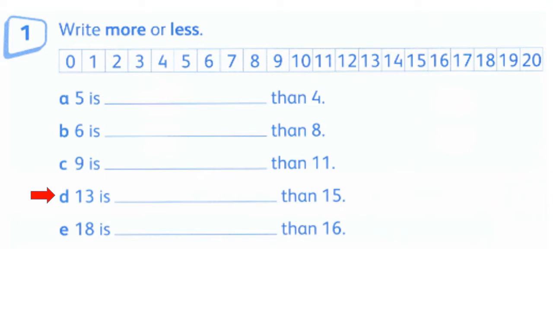D. 13 is more or less than 15. Here we have 13 and 15, and 13 is more or less than 15? It's less. But how many less? 1 less, 2 less. 13 is 2 less than 15.